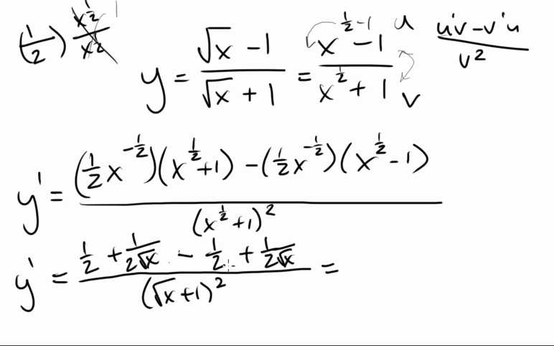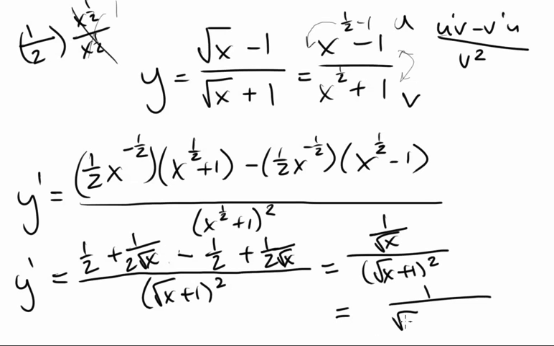Simplify. 1/2 minus 1/2, they cancel out. We add these two together and we just get 1 over square root of x all over square root of x plus 1 squared. Now that can be simplified by just writing this. You can move the square root of x here into the denominator. And here's the final answer. So that is our derivative of this function right here.